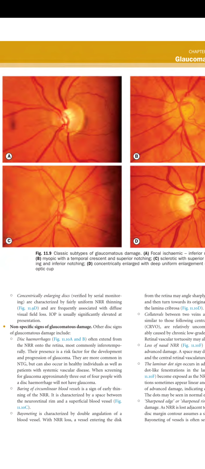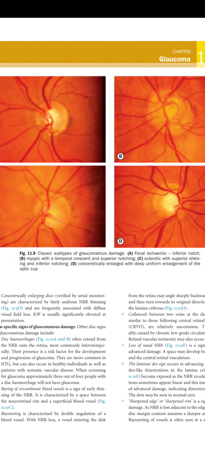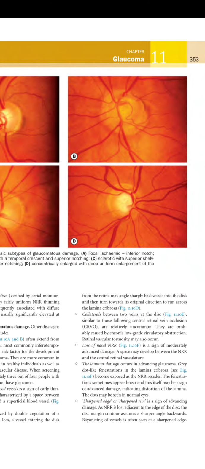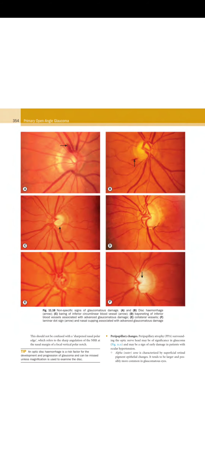So you can see that there is a slight dip in a case of glaucomatous damage. Next is bayoneting, characterized by double angulation of a blood vessel with neuroretinal rim loss. A vessel entering the disc from the retina may angle sharply backward into the disc and then run towards its original direction to run across the lamina cribrosa. So basically it has a zigzag type appearance. It has a double angulation, and then it goes towards its normal course direction.